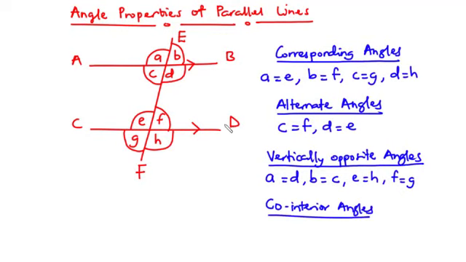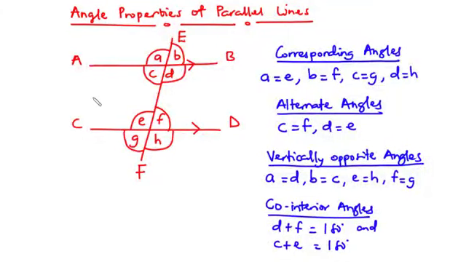Co-interior angles are angles that occur between two parallel lines that are crossed by an intersecting transversal, and they occur on the same sides of the transversal. When the line EF crosses the pair of parallel lines AB and CD, the angles on the same sides of the intersecting transversal are co-interior angles. So D plus F is equal to 180 degrees, and C plus E is also equal to 180 degrees. D and F are supplementary angles, and C and E are also supplementary angles, just because they add up to 180 degrees.